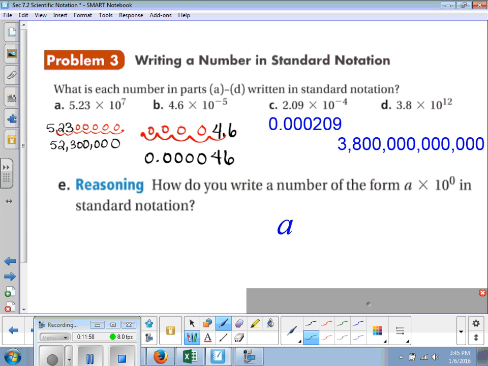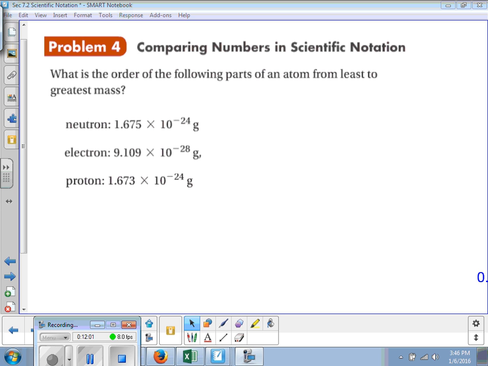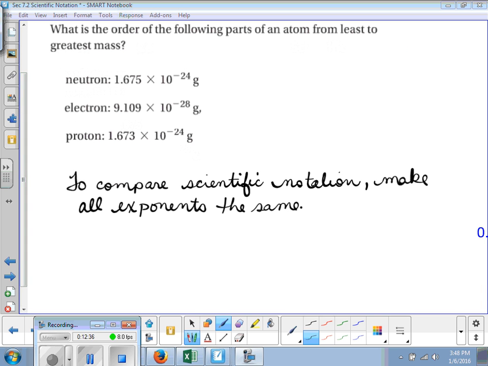Good. So problem 4 is comparing numbers in scientific notation. We want to know what is the order of the following parts of an atom from least to greatest. From least to greatest. Now, when we are comparing numbers in scientific notation, we need to make all of the exponents the same. Okay? We need to make all of the exponents the same. Let's write that down.